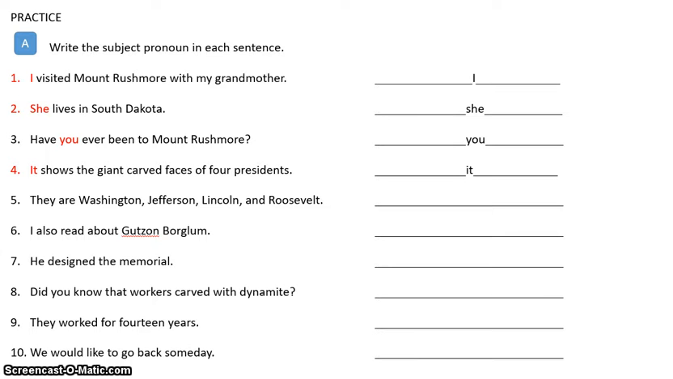Number 5, they are Washington, Jefferson, Lincoln, and Roosevelt. So who are Washington, Jefferson, Lincoln, and Roosevelt? They are. Number 6, I also read about Gutzon Borglum. Okay, I is going to be the subject pronoun in that sentence.